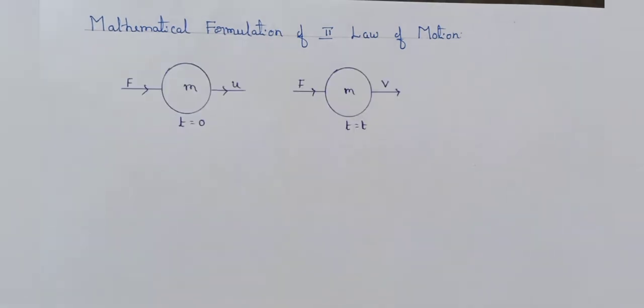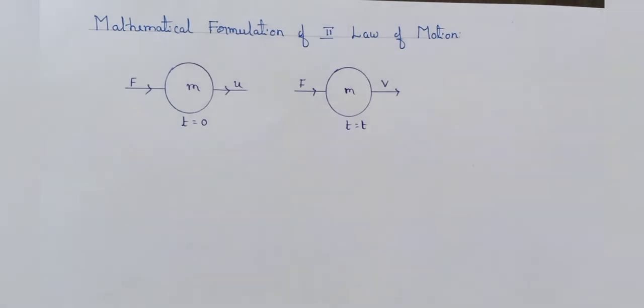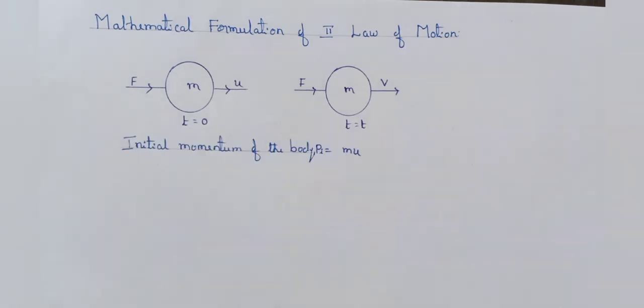Next, let us know about the mathematical formulation of second law of motion. Consider a body of mass m moving with initial velocity u. Let a force F act on the body for time t so that the velocity of the body after time t is v. Since the mass of the body is m and its initial velocity is u, therefore the initial momentum of the body is mu. And the mass of the body is m and its final velocity is v, therefore the final momentum of the body is mv.